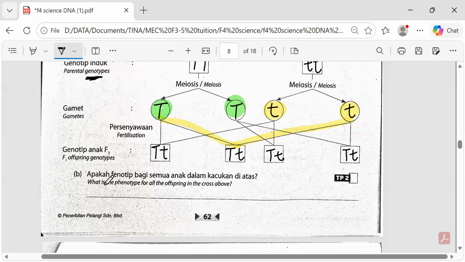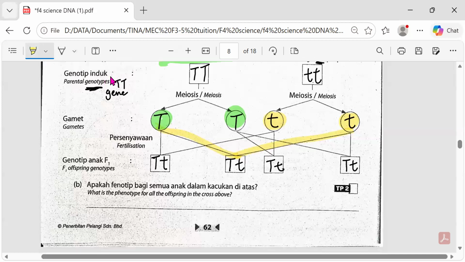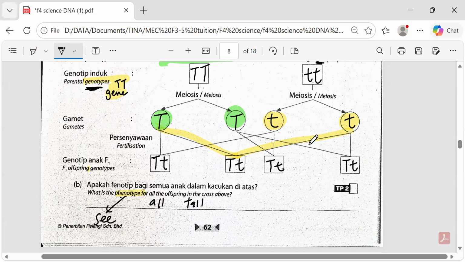Understand? Okay, genotype is the gene. The big T, small t, the gene, is the genotype. Please highlight this and write this down. Genotype means the gene. Phenotype is what you can see. You see them tall or short. So phenotype is what we can see. So all the offspring, all the babies are tall because all got the big T. Make sense?